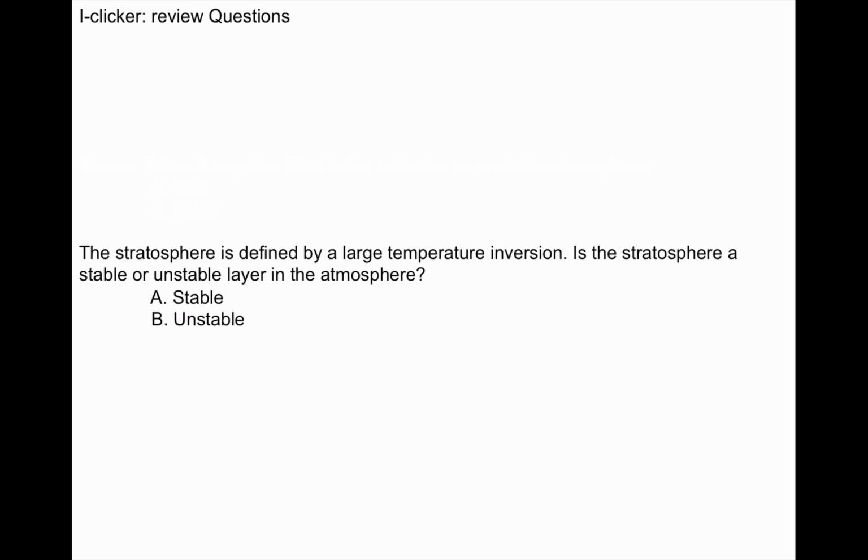How about this one? The stratosphere is defined by a large temperature inversion. Is the stratosphere a stable or unstable layer in the atmosphere? Well, we want the temperature to get cooler and cooler with height so that our parcels can be warmer than their environments. So if the stratosphere is a place where it's getting warmer with height, that is a stable layer. And by the way, that's why we like to fly our commercial aircraft there. It's stable. It doesn't bounce around very much. That's a stable layer.